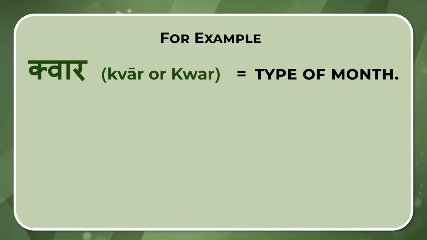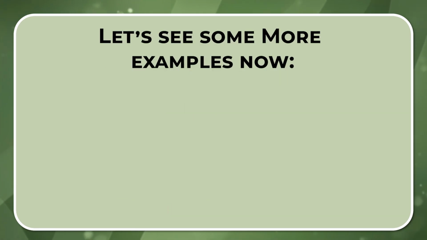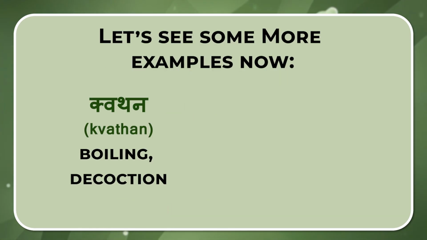This conjunct letter is used in all three places: at the beginning, middle and end of the word. For example, Kwar, which means a type of month. Let's see the examples of words with this letter. Kwathan, Kwath.